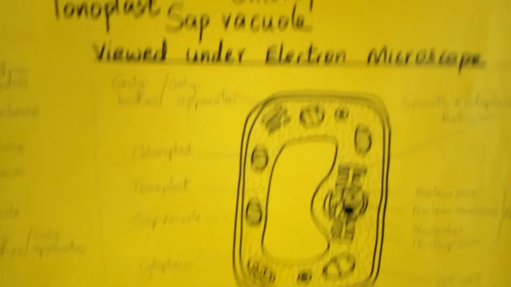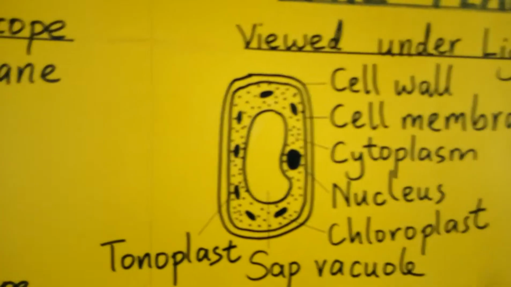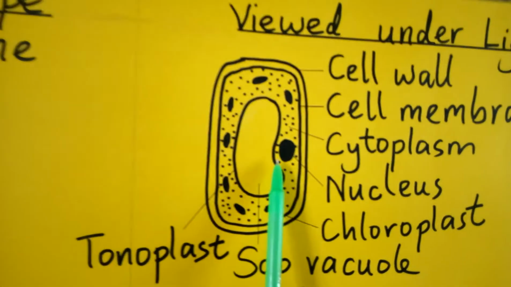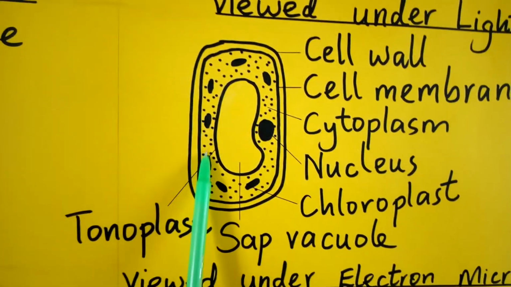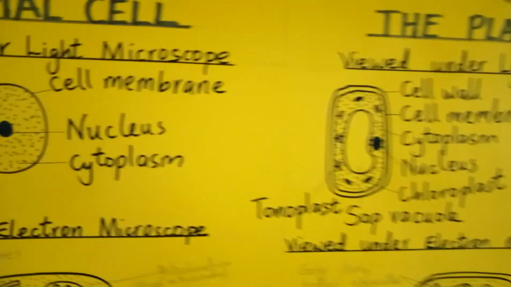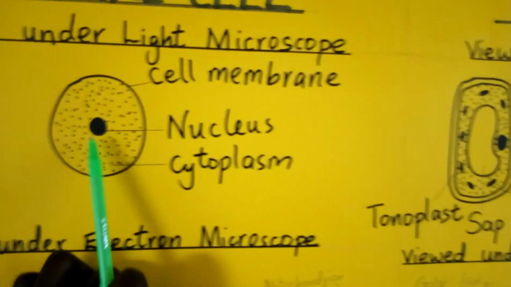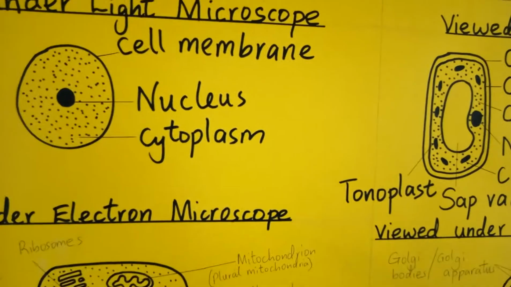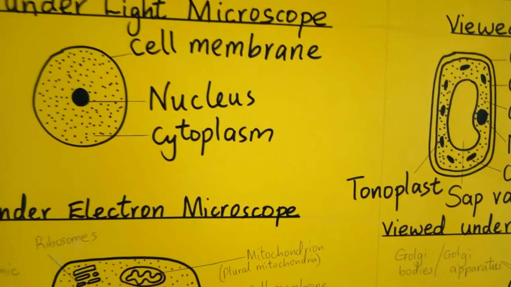The nucleus of this plant cell is located towards the periphery of the cell, towards the edges of the cell, while the nucleus of the animal cell is located towards the center of the cell. Difference number 5.